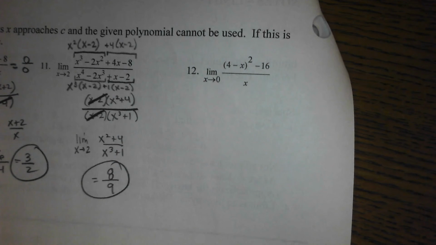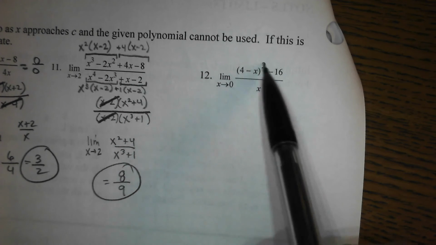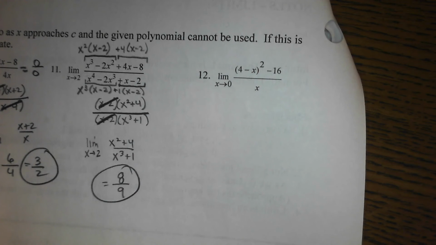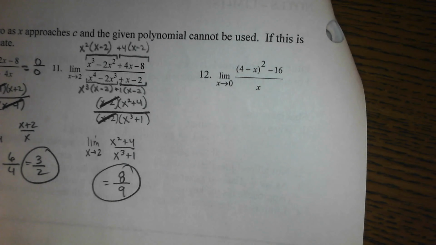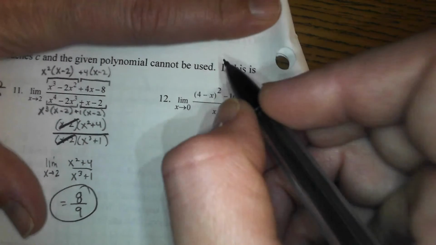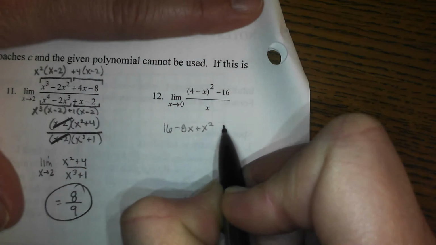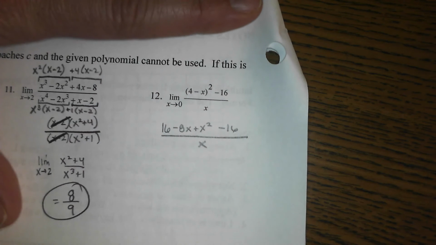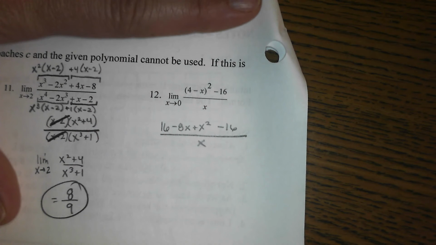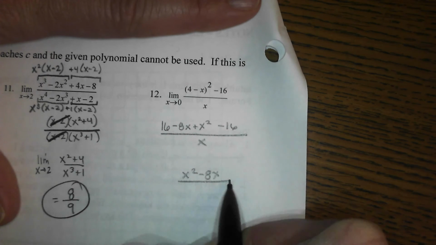So Andrew's method is distributing, meaning squaring this out, and then simplifying the top, and then factoring the top. That's one option. Does anybody see any other option? No? All right, let's do it that way then. I'll show you when we're done. So if we square that out, we get 16 minus 8x plus x squared, minus the 16 at the end. And then that numerator is just going to boil down to x squared minus 8x all over x.